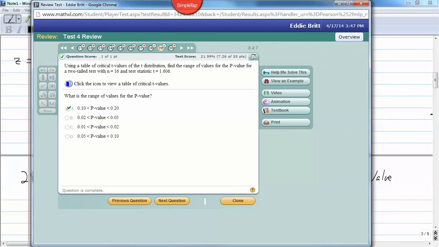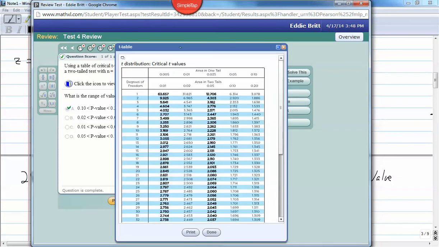Okay, so we're going to do the same thing right here. We're going to use the table of critical t-values and the t-distribution. Find the range of values for the p-value for a two-tailed test. So we're going to use a different column, two-tailed. We have to look at those values actually. With n equals 16 and test statistic 1.606. Okay, so let's pull that up.